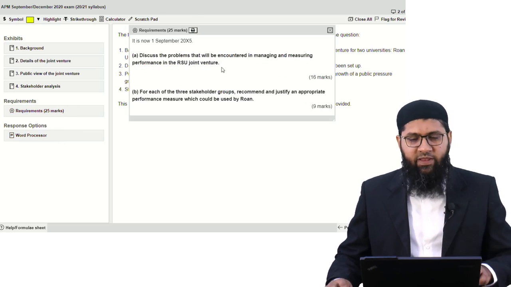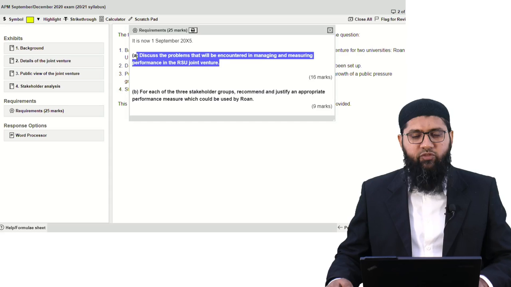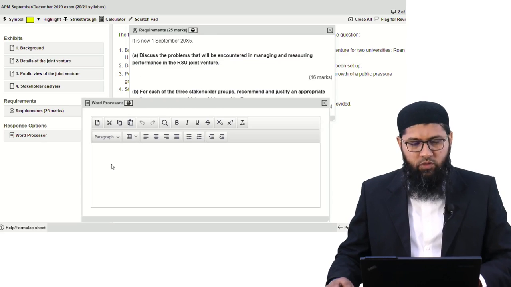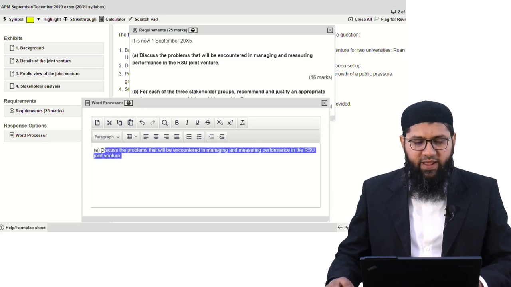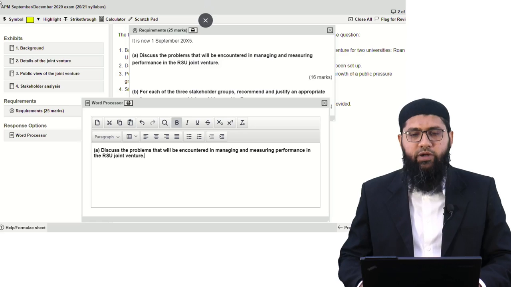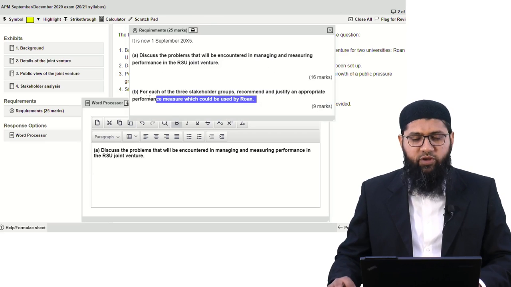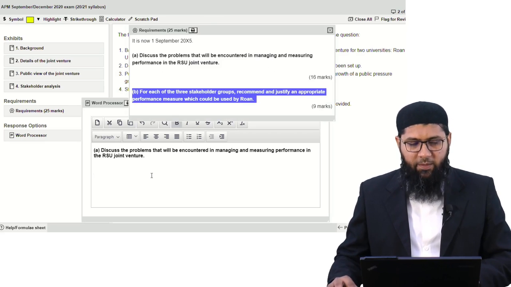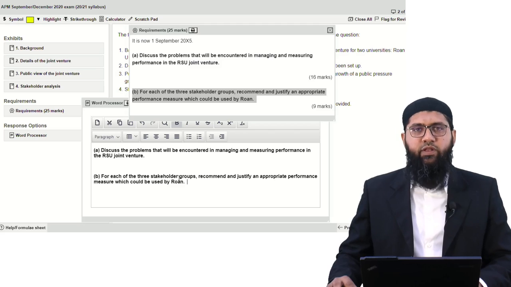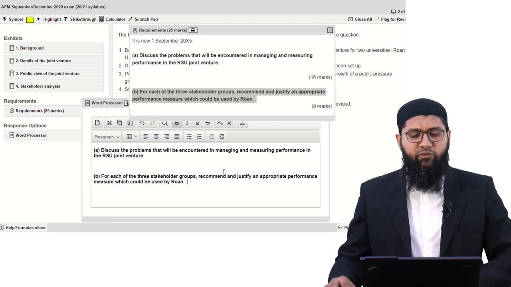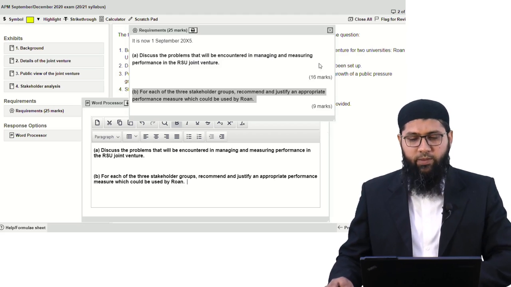Now, what exactly are the requirements of this question? It says, assume that it is now 1st of September 2005. Amongst the requirements, it says, discuss the problems that will be encountered in managing and measuring the performance of the RSU joint venture. Then, for each of the stakeholder groups, recommend and justify an appropriate performance measure which could be used by Roan.